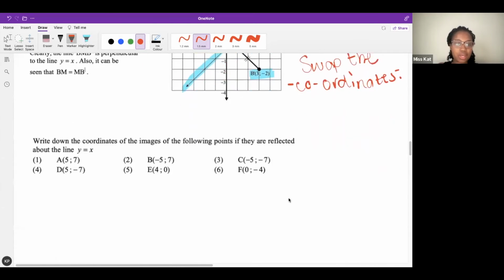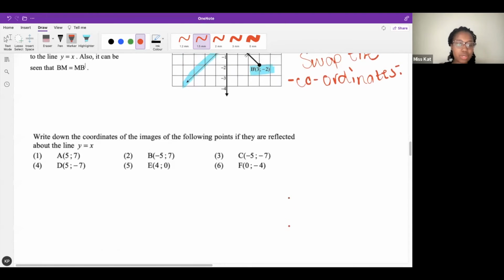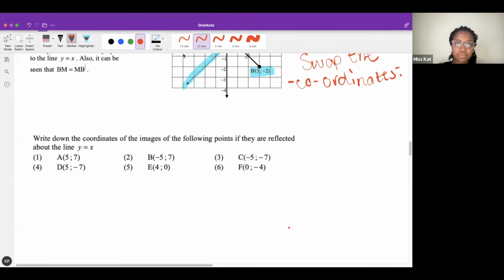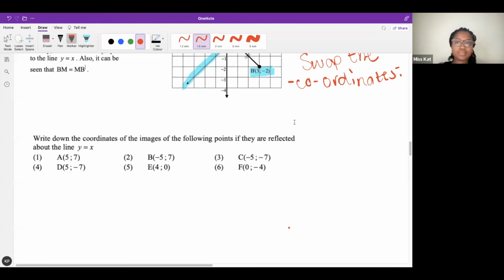Quickly. Okay, so now that we know, oh, here's my exercise. Write down the coordinates if they are reflected about the line y equals x. I feel like this is going to go very fast. Okay, number one. If A was (5, 7), what's A prime going to be? Thank you. See, this should go very quickly. Number two, what's B prime?